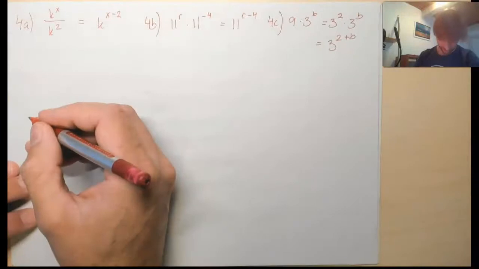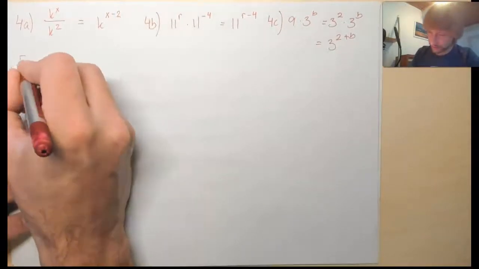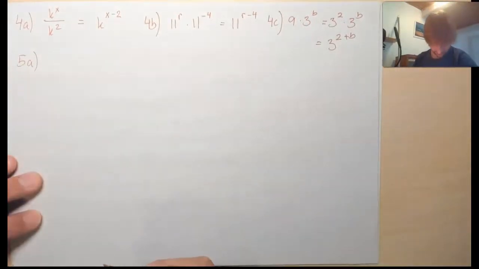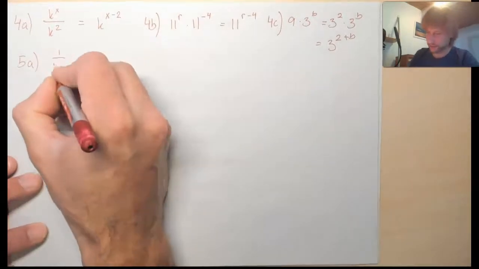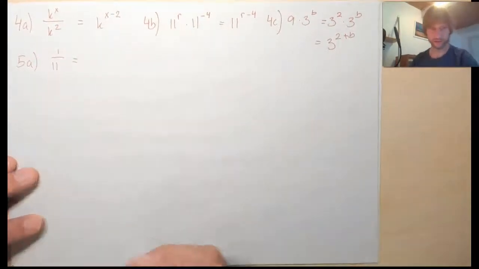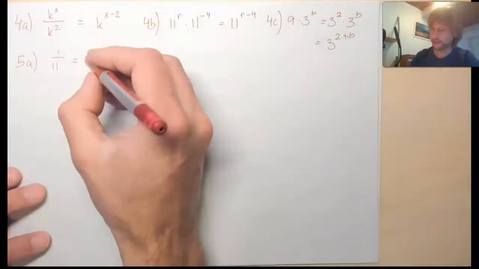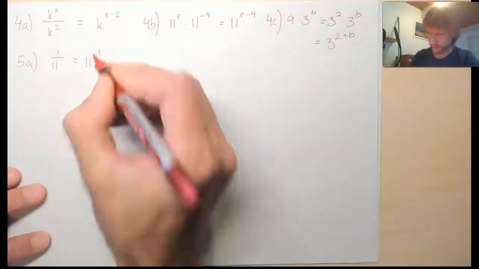Alright, let's do 5. We have to write some expressions without fractions. So 1 over 11, of course, is just the reciprocal of 11, and it's the same as 11 to the power of minus 1.